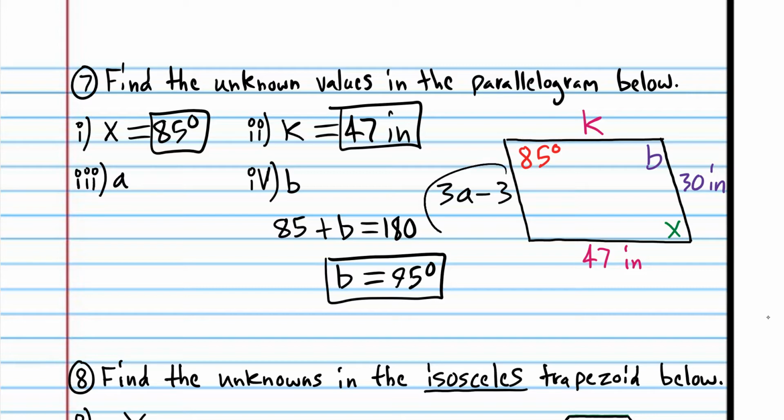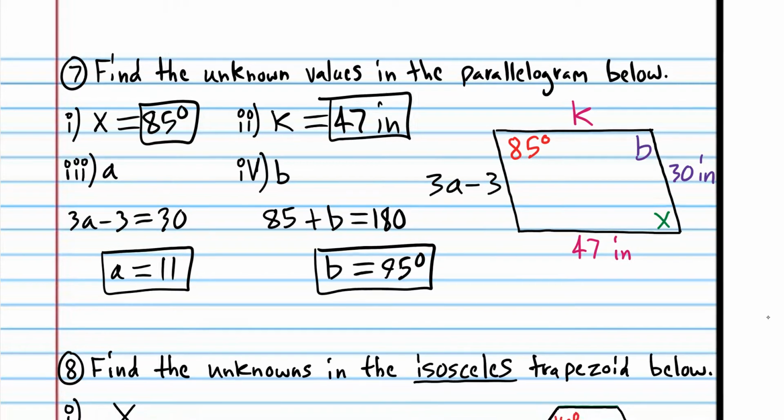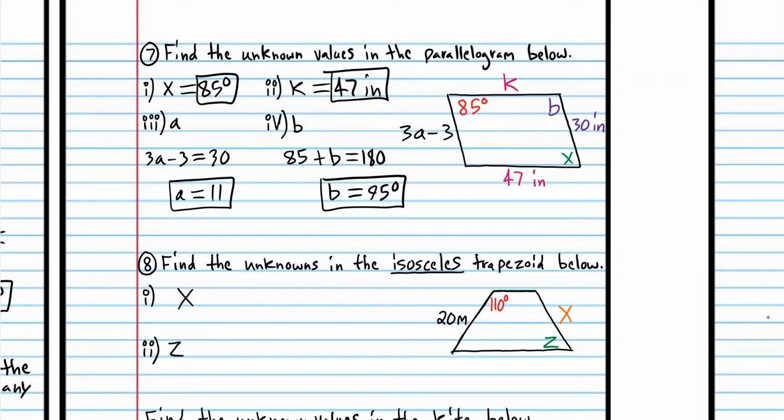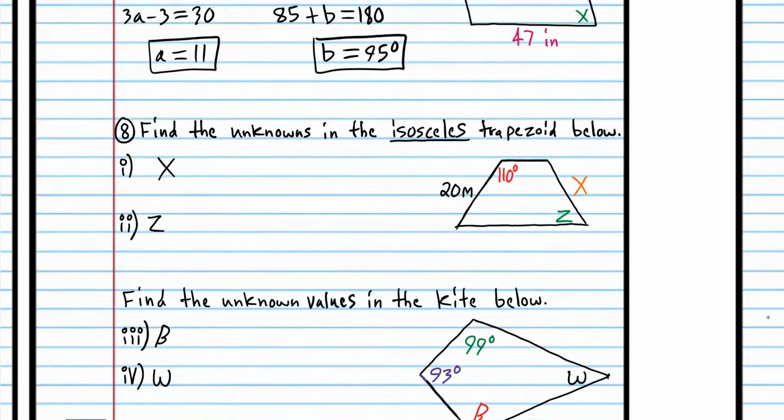Now again, opposite sides are congruent. That was the first thing that we mentioned. So that means that 3a minus 3 must be equal to 30. And if you solve, it's a two-step equation. Add 3 to both sides, divide by 3, you get 11. So if you got 11, good job. And I don't require you to write units for this because a was just a number inside the expression. Some teachers may require you to write units. I don't really care. It's kind of a weird issue to consider.